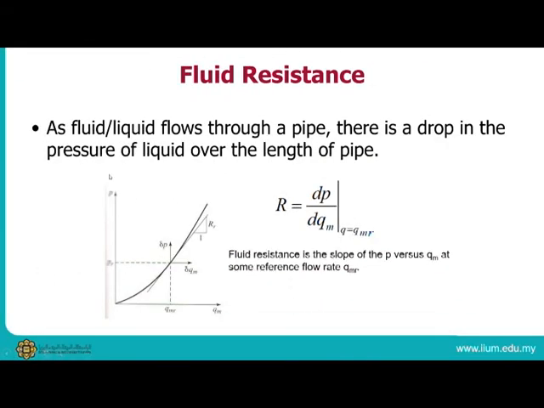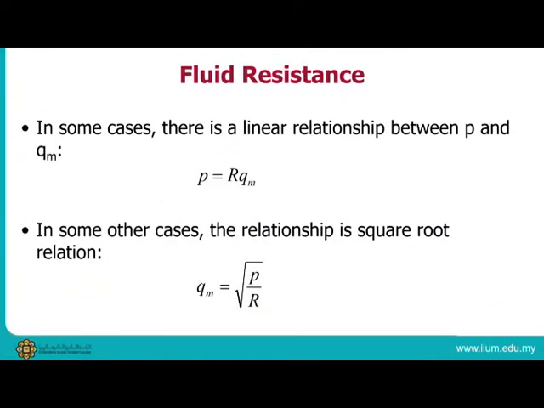Basically, the fluid resistance is equal to dP over dQm, right? dP is the differentiation of the pressure over the differentiation of the mass flow rate. In some cases, the relationship between P and Qm can be linear, which is represented by R. And sometimes the relationship is a square root, right? Qm is equal to the square root of P over R.